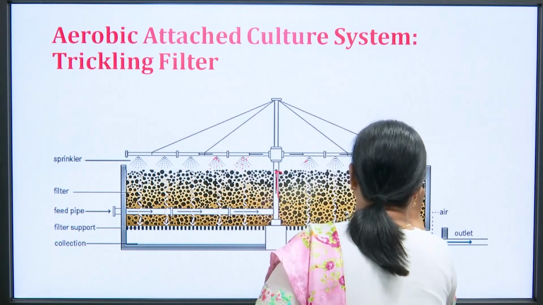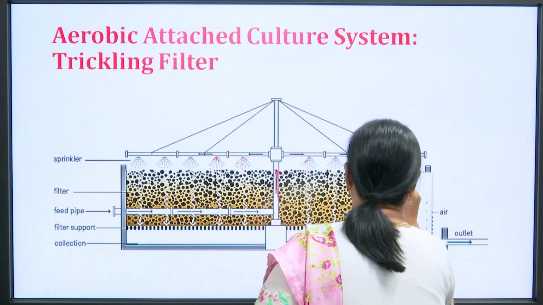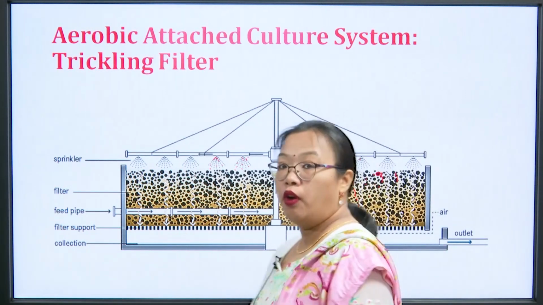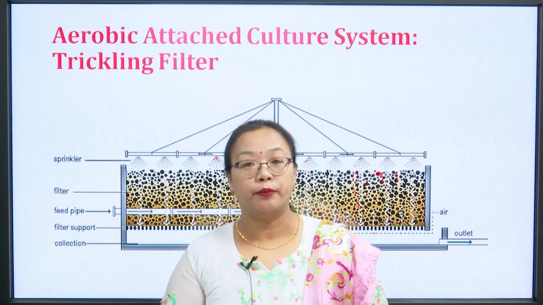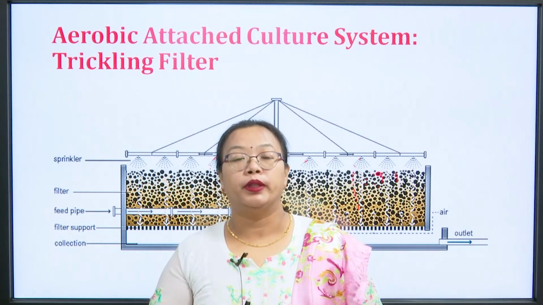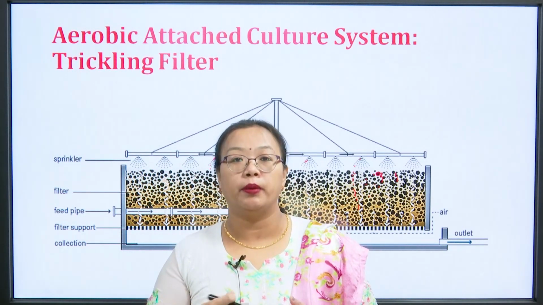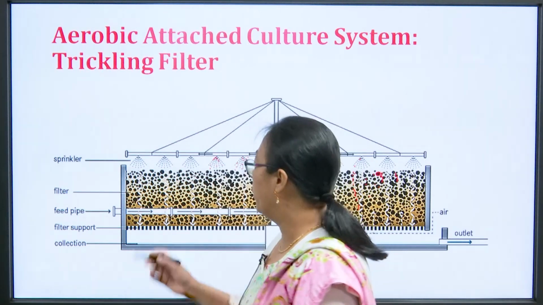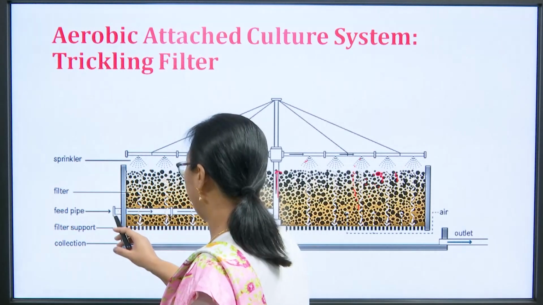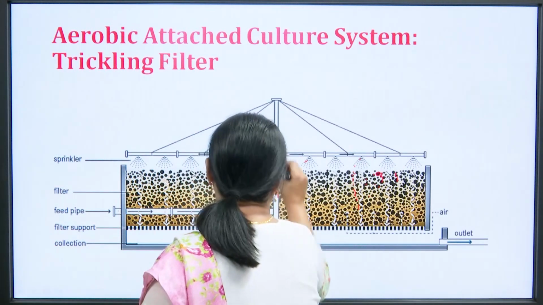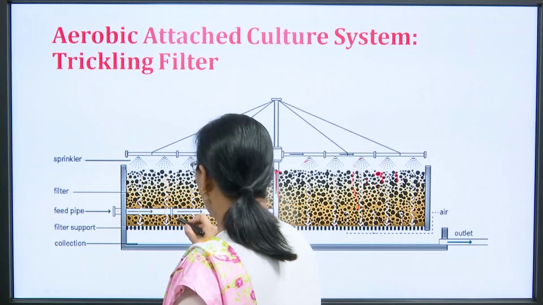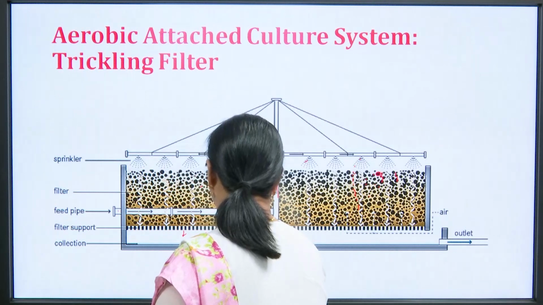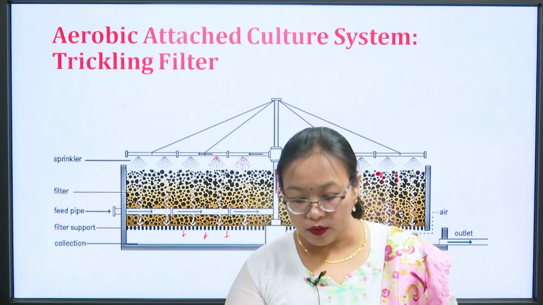So, it will trickle down this filtering media. In the process, those bacteria will get stuck on the filtering media, and a sort of oxidation will take place, right. This oxidation of the wastewater through the filtering media is going to give you a very good effluent, right. So, here we have the sprinkler, the filter, this is the feed pipe, and after the water flows down, it comes out through the collection system, the effluent, right.